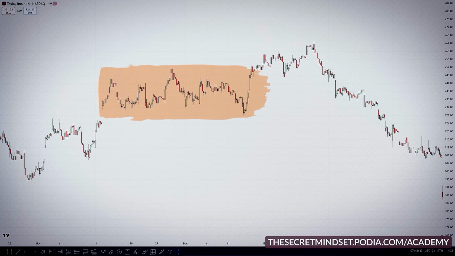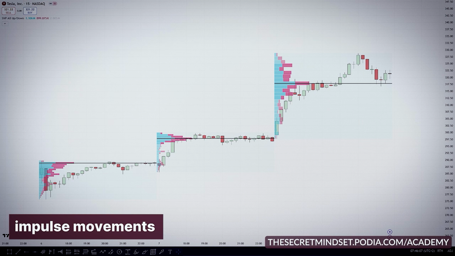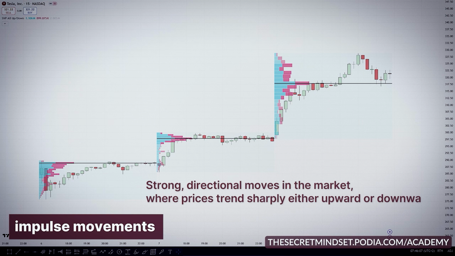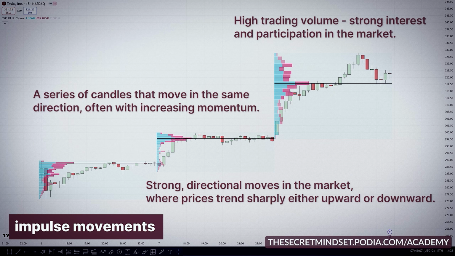It's essential to understand the context in which they occur. This context tells you whether the market is in an impulse phase or a corrective phase. Let's start with impulse movements. These are strong directional moves in the market, where prices trend sharply, either upward or downward. In technical terms, an impulse move is characterized by a series of candles that move in the same direction, often with increasing momentum. This is usually accompanied by high trading volume, which signals strong interest and participation in the market.